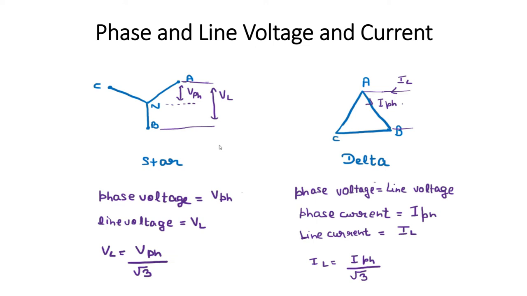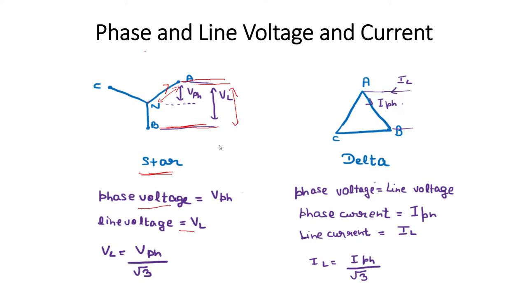Okay, then we will see about the phase and line voltage and current. So here we have this star connected configuration. Here phase voltage is the voltage between the conductor and the neutral. So this is your phase voltage, and here the phase current is flowing like this. And line voltage is VL. It is the voltage between the two conductors.